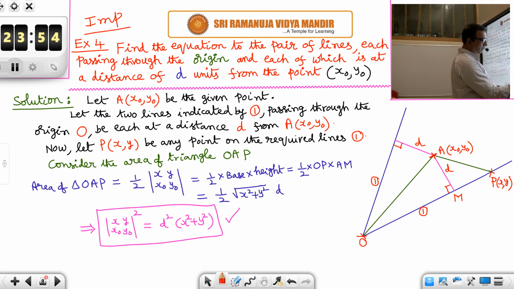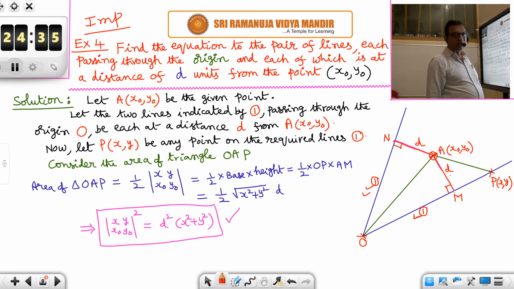So these lines are represented by the blue lines. From A I have dropped a perpendicular AM to this blue line, and AM is equal to d. To the other blue line I have dropped a perpendicular ON, and ON is also d. So two blue lines passing through the origin, and each of them must be at a distance of d units from the given point x0, y0. This must be d, and this also must be d.